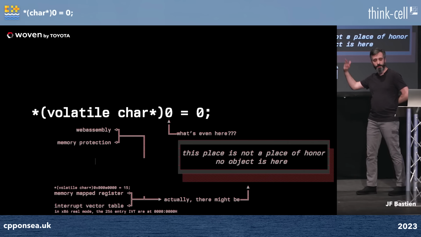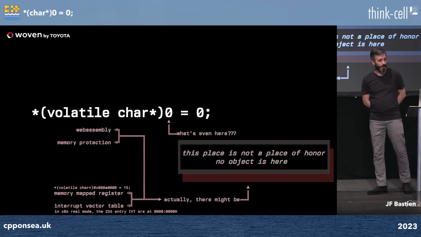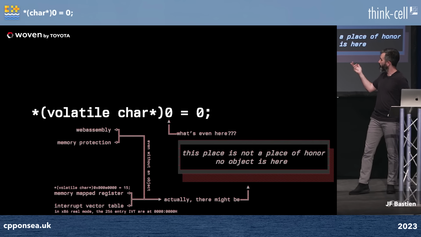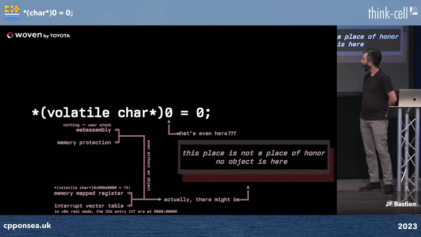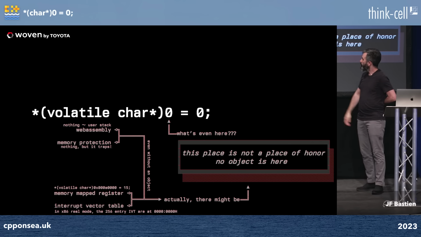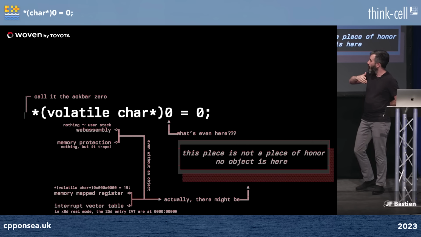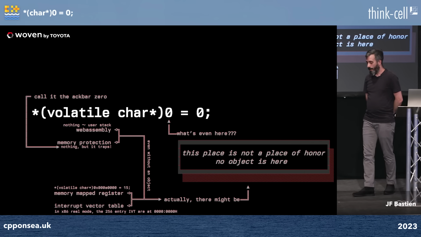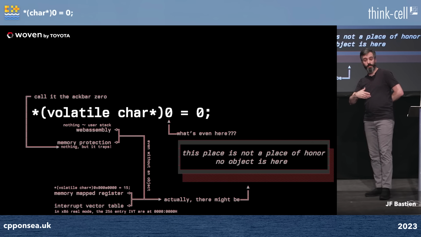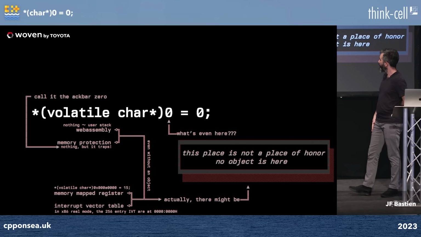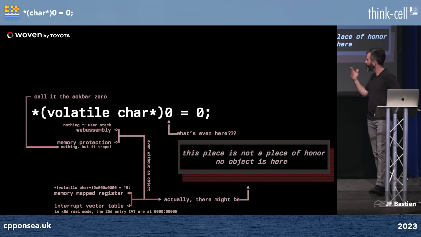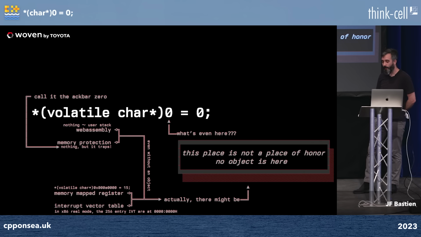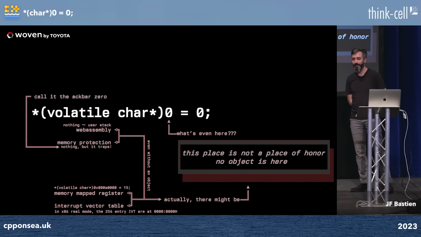Well, there's a thing called WebAssembly on the internets. In WebAssembly, when you write to 0, there totally could be something. There's no memory protection in WebAssembly, so between 0 and the user stack, there's nothing, and so that write just works, right? There could be memory protection, in which case you get a trap. That's great, right? There's nothing, but it traps. Okay, cool. So even without an object, there's something going on.